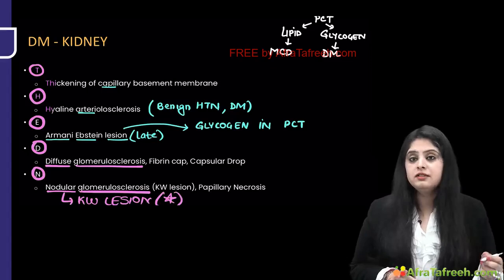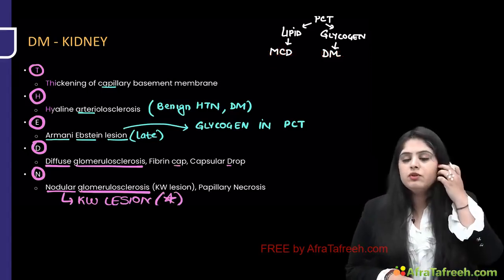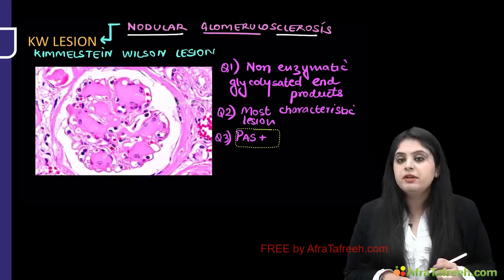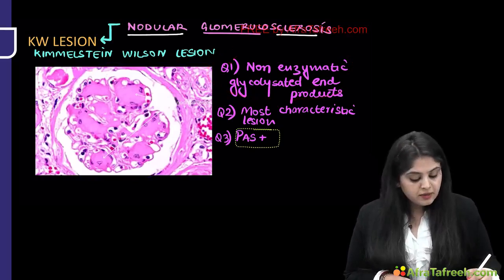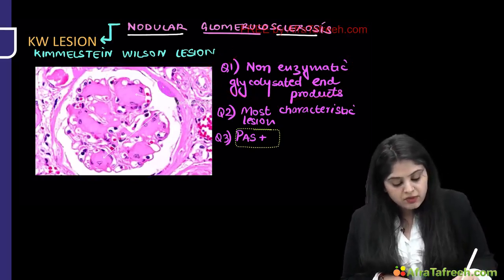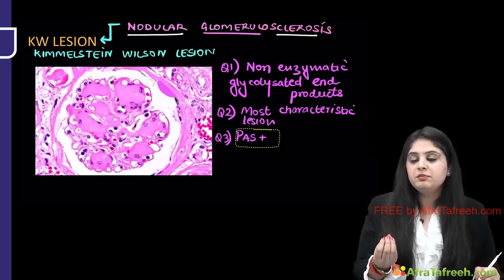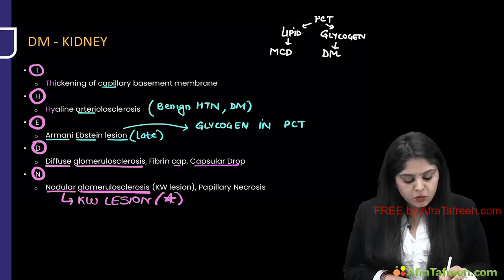Having said that, what are the other things for D and N? Drop and cap. What is drop and cap? You're not going to get a picture for it, but just remember, now I show you the same glomerulus, the same glycosylated end products. If they end up making a drop over here, dropping from the Bowman's capsule, I call it capsular drop.